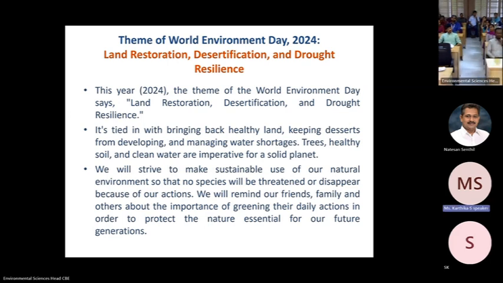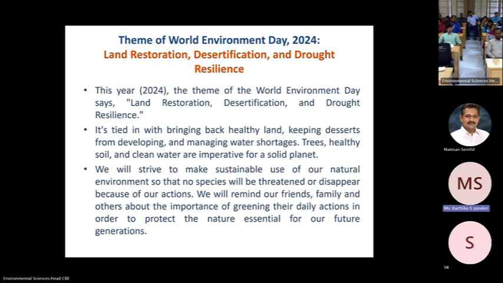So, keeping deserts from developing. The best example is Gulf countries and Israel, how they are doing it. You are more experienced than me, your scientists, your colleagues. They are doing wonderful work in Israel. With little available water, they are maximizing production, food production particularly, maybe fruits or cereals or legumes or tubers or leafy vegetables, whatever it may be. They are producing. How?